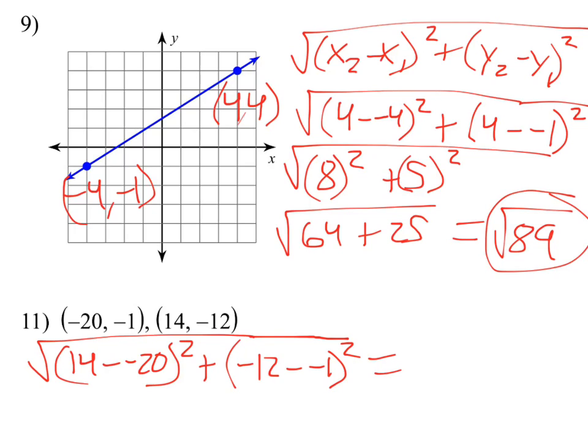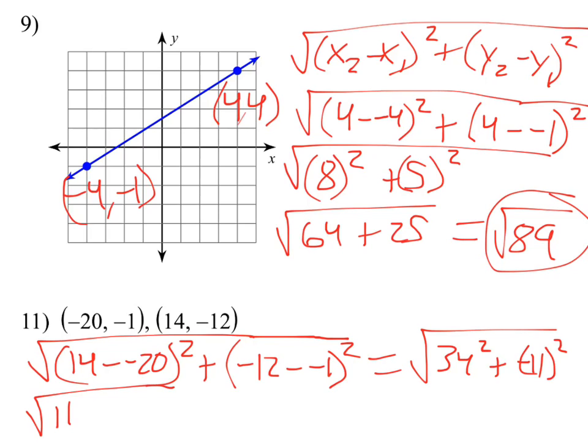Well, 14 minus negative 20, same thing as 14 plus 20, which is going to give you 34, which will need a square. And then negative 12 minus negative 1, same thing as negative 12 plus 1, which is going to be negative 11, which I'll need to square that as well. 34 squared, well, you could use a calculator to help you out with that. It becomes 1,156.